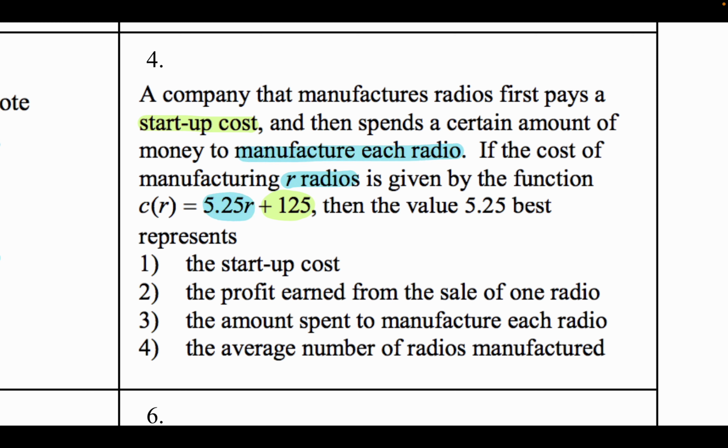Then they spend a certain amount of money to manufacture each radio. That would be this right here. 5.25 times the number of radios that they are making. So they want to know what 5.25 represents. R is the number of radios. If it's 5.25 times R, that's going to be choice 3, the amount of money spent to manufacture each radio.